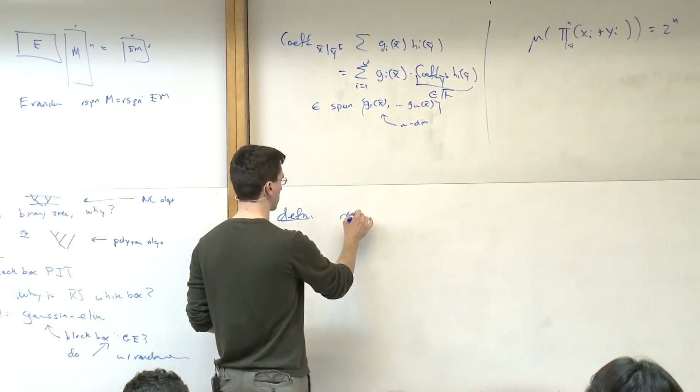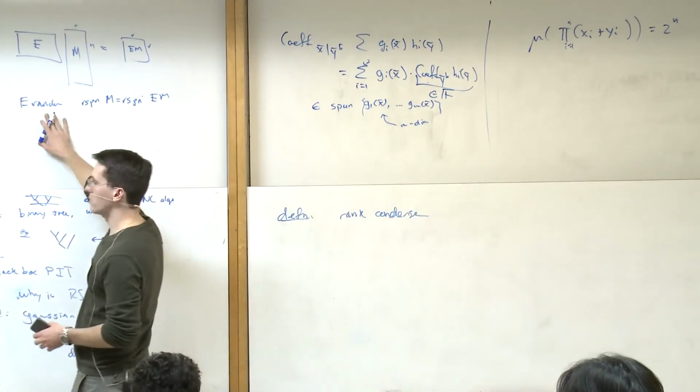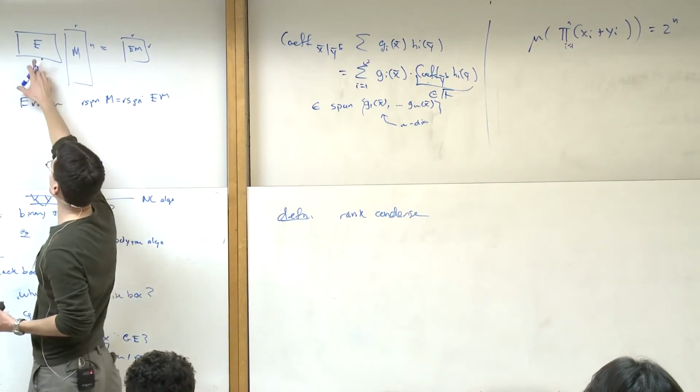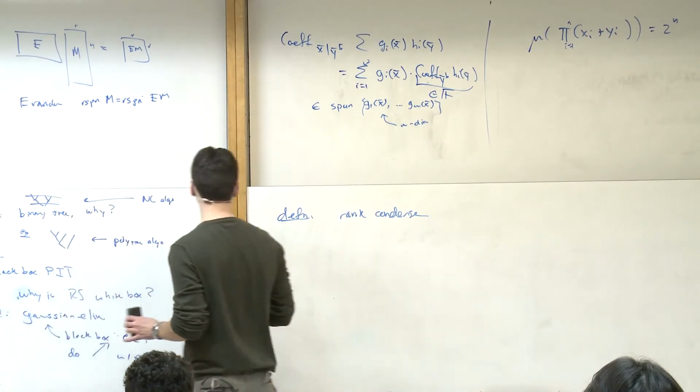Okay, so the key definition here is something called a rank condenser. I said here we use a random matrix, but how many random bits am I using? Well, this is an R by N matrix. Okay, that's a lot of random bits. That's way too many. I don't get paid that much.